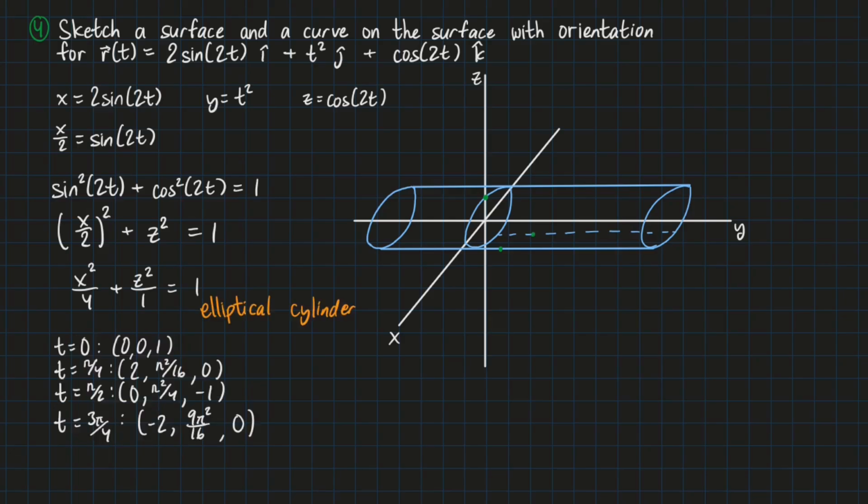For t equals 3 pi over 4, we'll have negative 2, comma 9 pi squared over 16, comma 0. And then for t equals pi, we'll have the point 0, pi squared, and 1. So connecting the points, we can make out this curve. The curve is a spiral that goes around the cylinder.